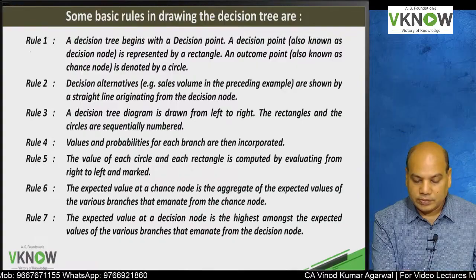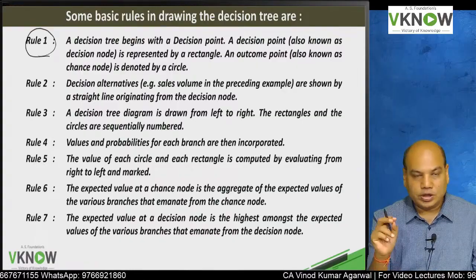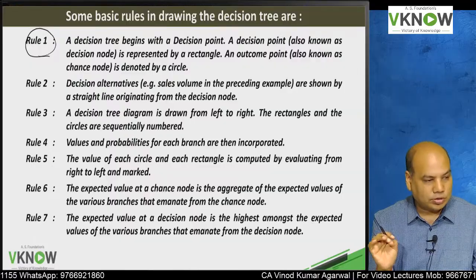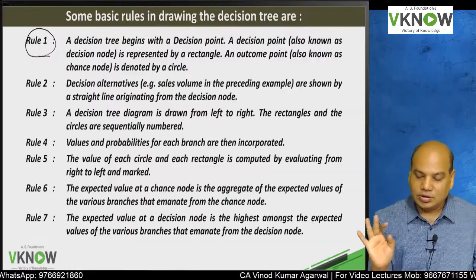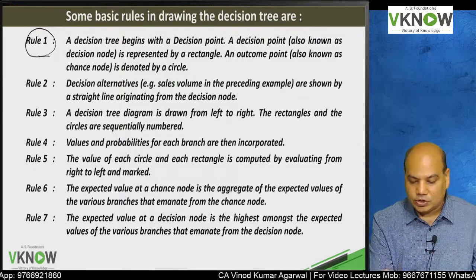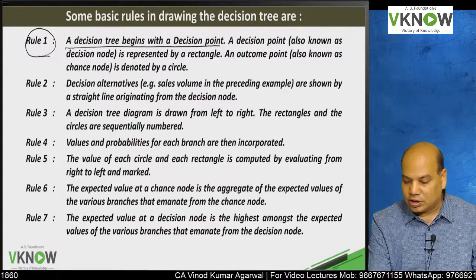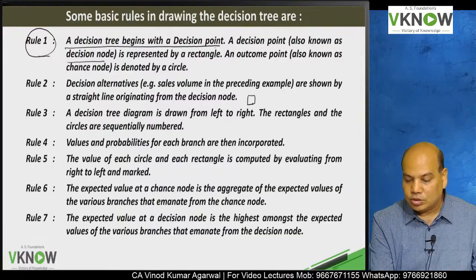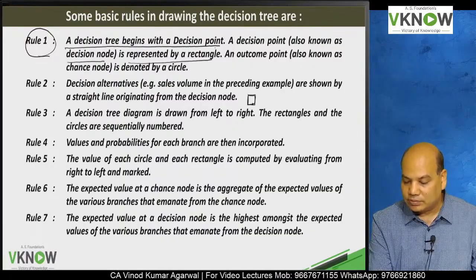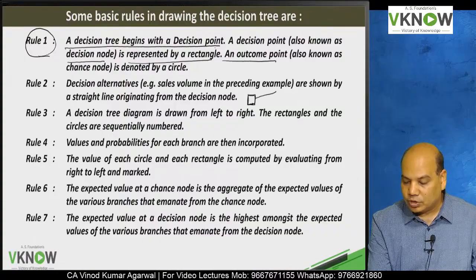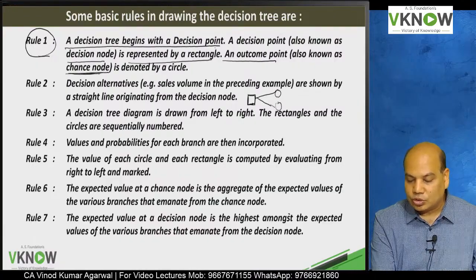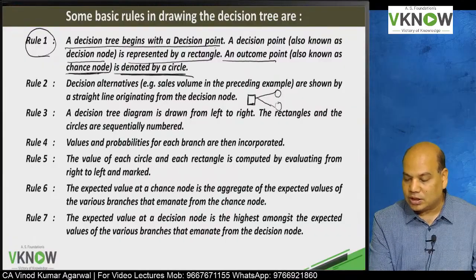Step number 1 is, there are 7 steps in drawing decision tree, which you can call 7 rules also. This is not legal subject. Just for understanding, we have written first rule is you begin with a decision point, like we started with a decision point D1. It is also called decision node, represented by a rectangle or a square, no problem. An outcome point, once you take a decision, there will be outcome, also called chance node, is denoted by a circle.